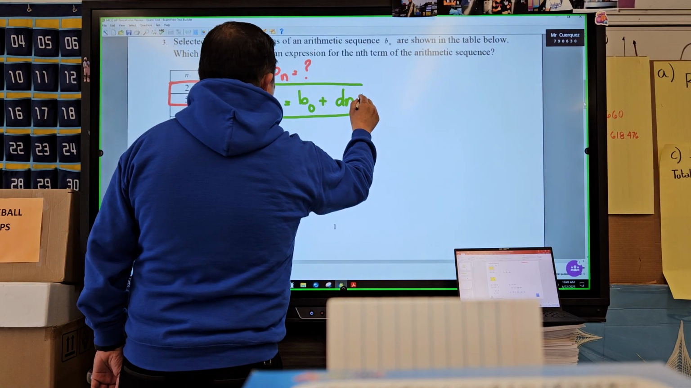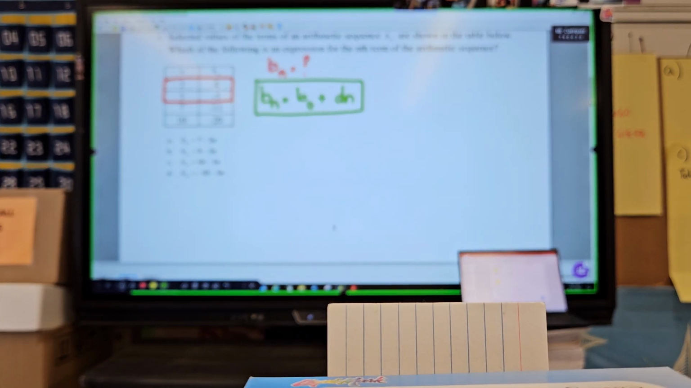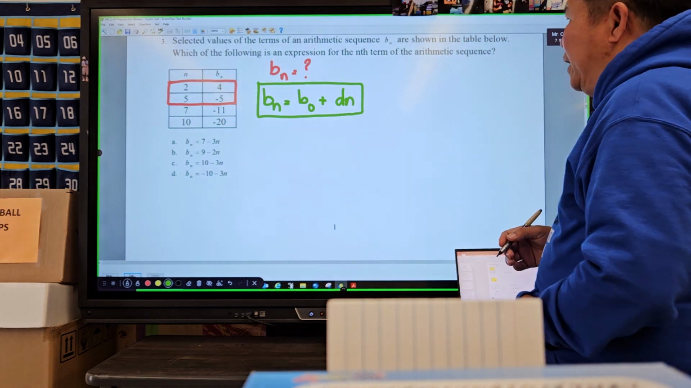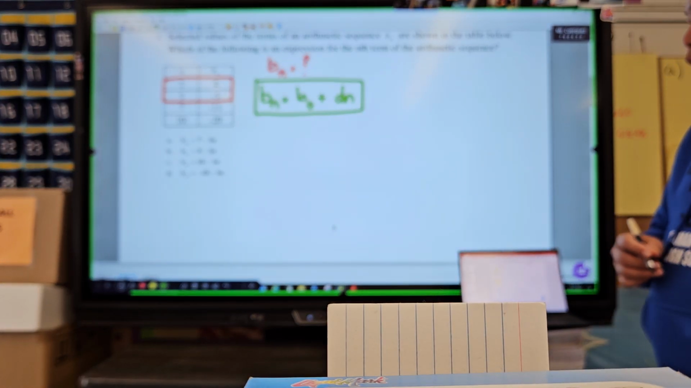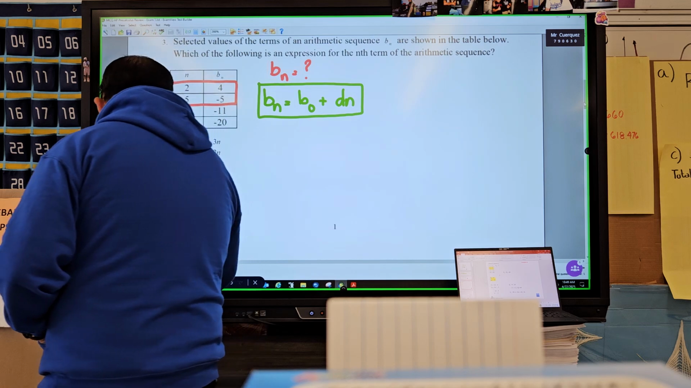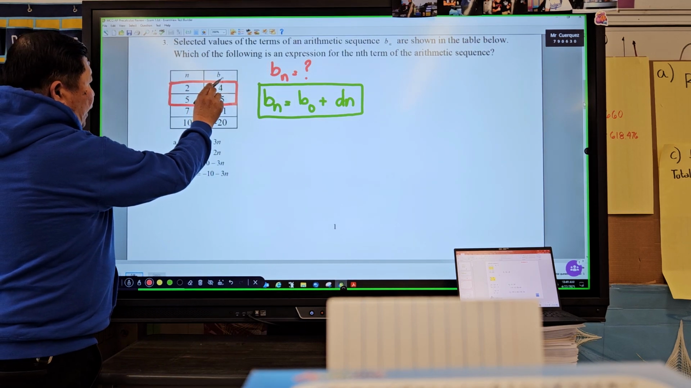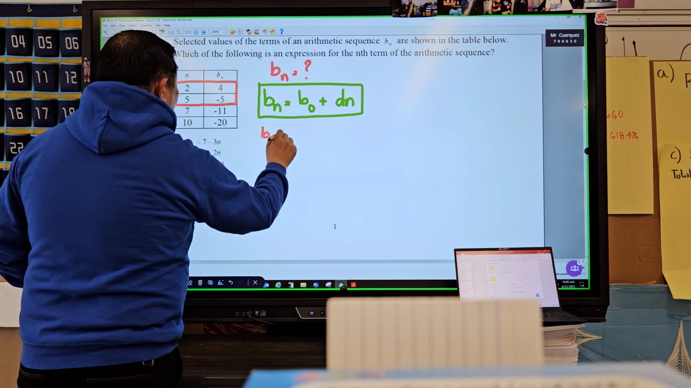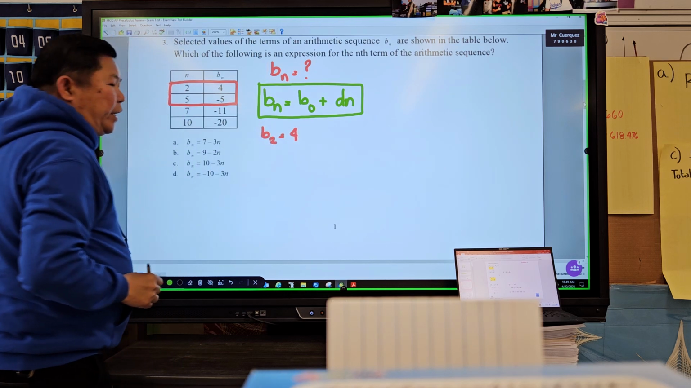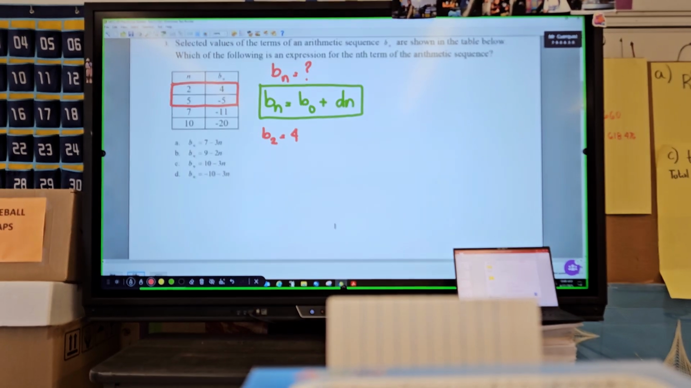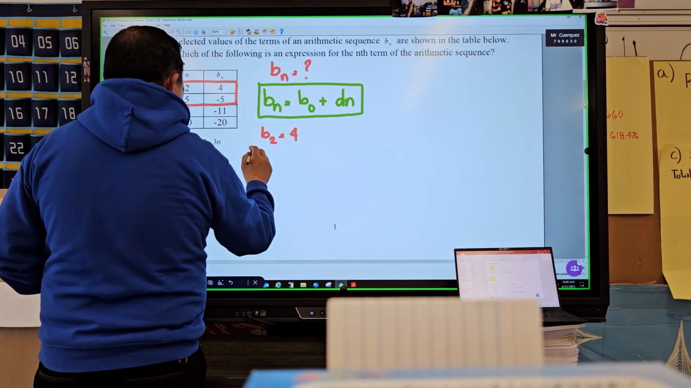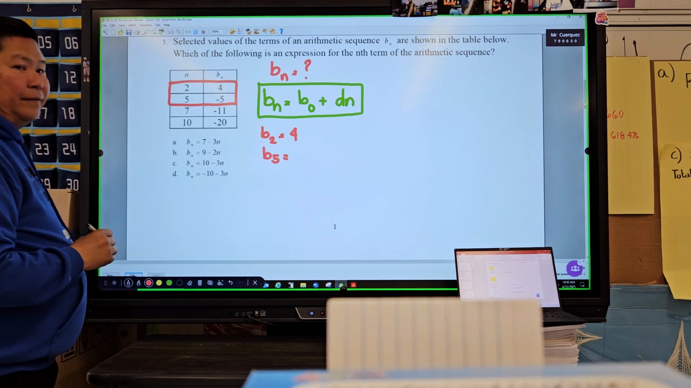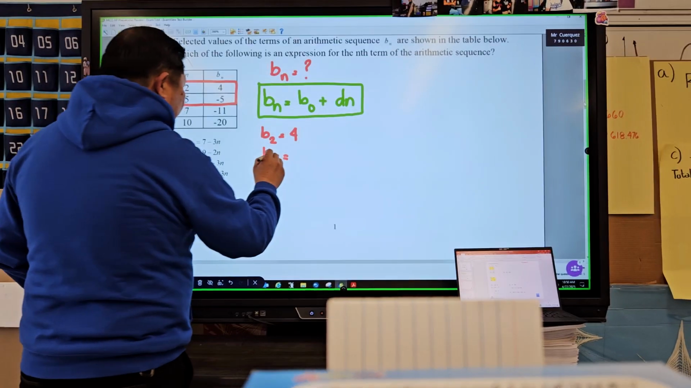Okay, so I need you to box this first because this is the one that we're going to do. But first is to identify what is b of 2. We all know that b of 2, if n is 2, is equal to 4. Am I right, guys? And then we also have b of 5. What is b of 5 in this case? Negative 5. Very good.